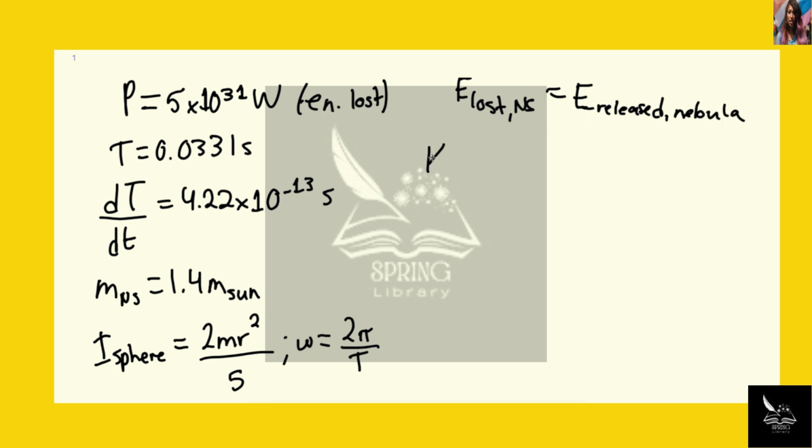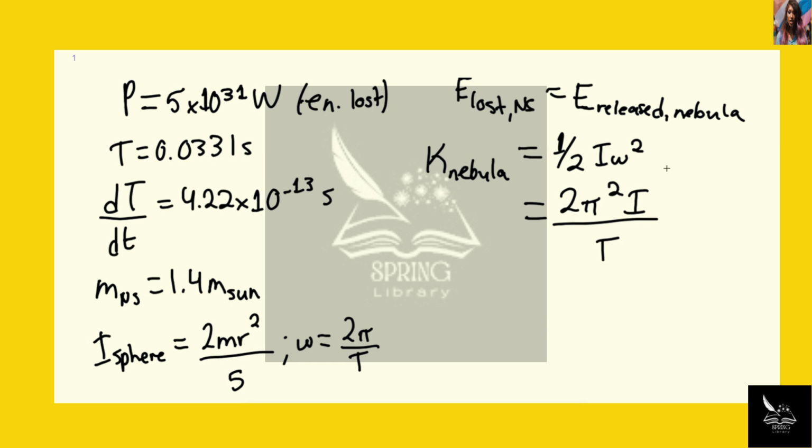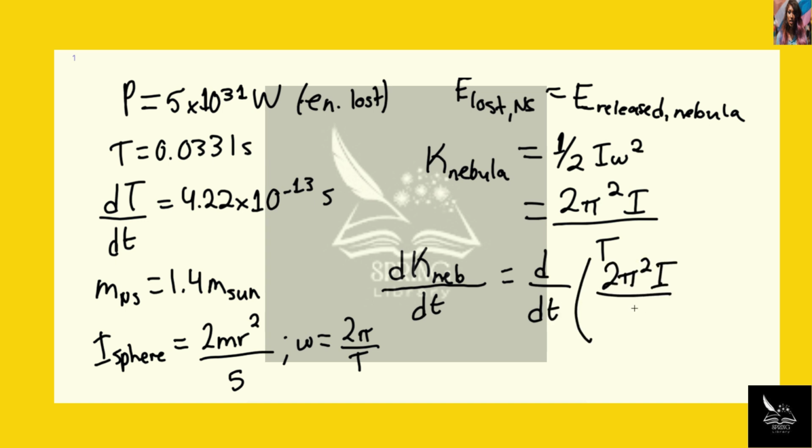And we can say that the energy of the nebula equals half I omega squared. And we're going to plug in 2 pi over T for omega. So this will be 2 pi squared I over T squared, given that we have substituted 2 pi over T for omega here. At this point, we can differentiate both sides and say that dK of nebula divided by dt is going to equal d over dt of 2 pi squared I over T squared.